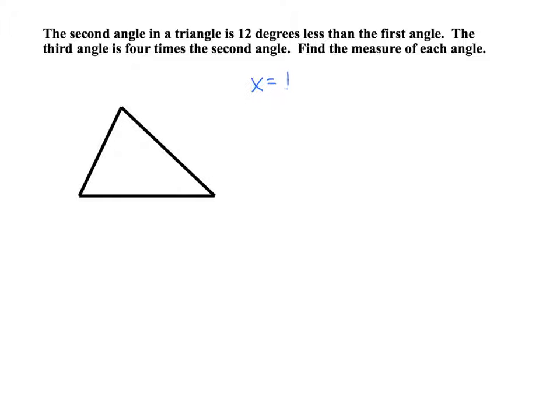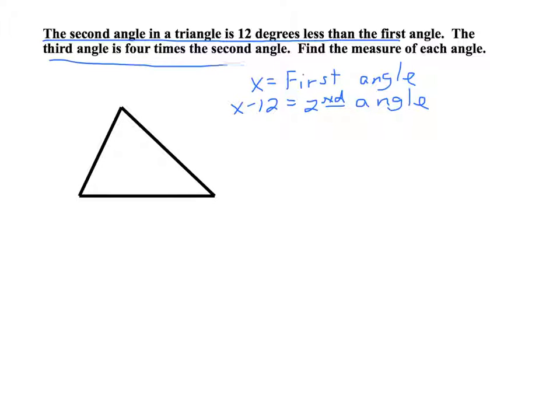One thing I might do is say x is equal to that very first angle. If x is equal to the very first angle, it says that the second angle is 12 degrees less than the first. So I would have x minus 12 is equal to the second angle. It says also then that the third angle is 4 times the second angle. So I would need to multiply the second angle, x minus 12 times 4, and that would give me the third angle.